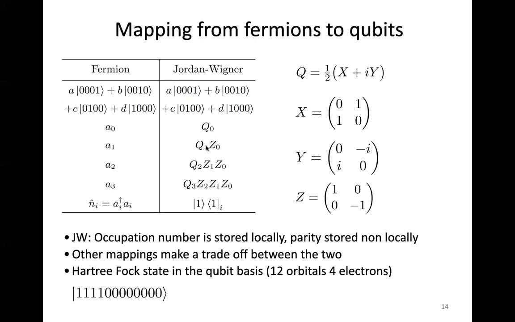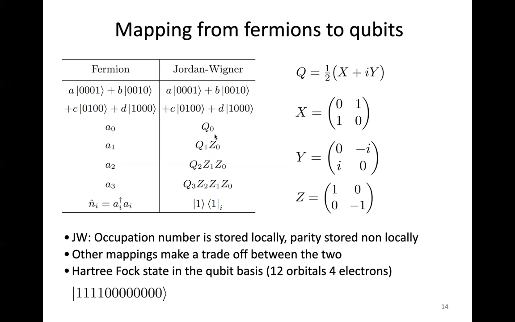Here it is also written how the state is mapped. What one can see is that the occupation numbers are mapped locally. For example, 0001 in the fermionic picture is just mapped to 0001 in the qubit picture. A 1 in the qubit picture means that the orbital was occupied by an electron. So this is a nice thing about Jordan-Wigner, that we can map the occupation numbers locally.